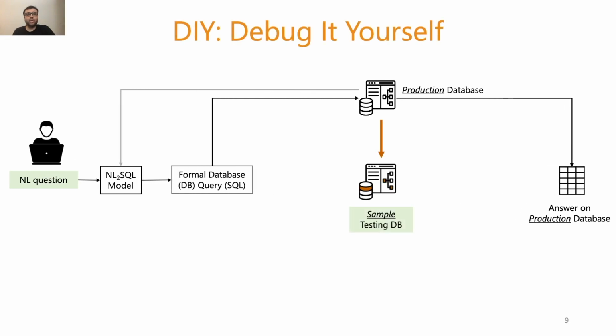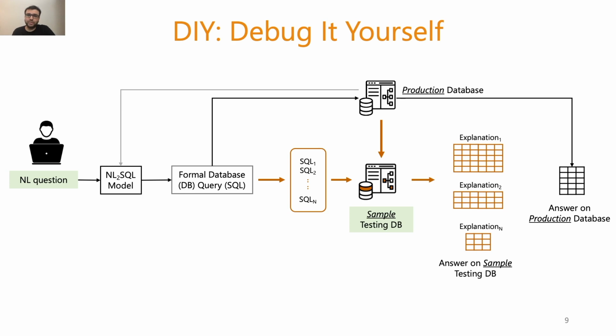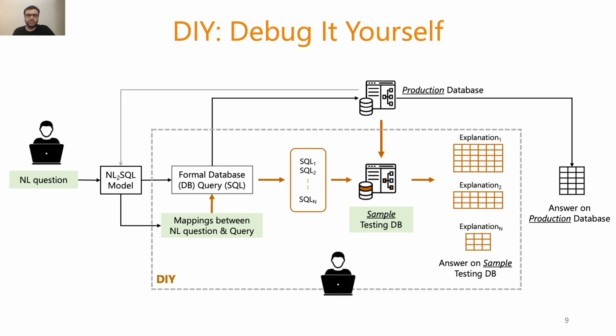DIY creates a small but relevant sample of the production database, splits the generated SQL query into smaller sequels, and explains their execution on the sample database using natural language and tabular visualizations. DIY also presents the mappings between the input question and the generated SQL for modifications.